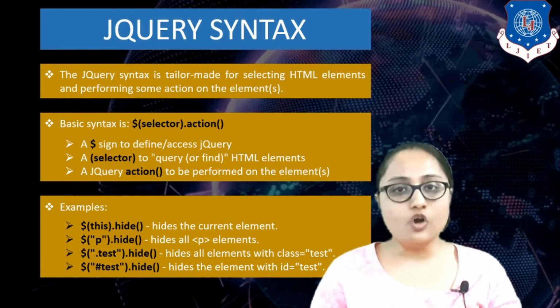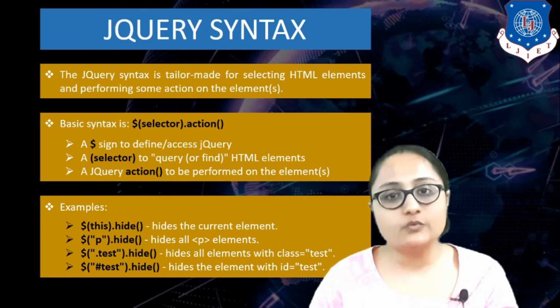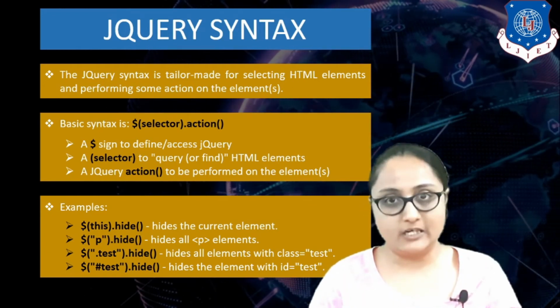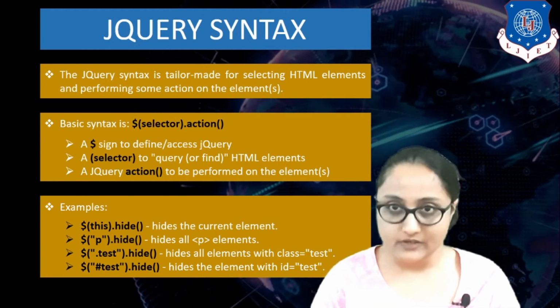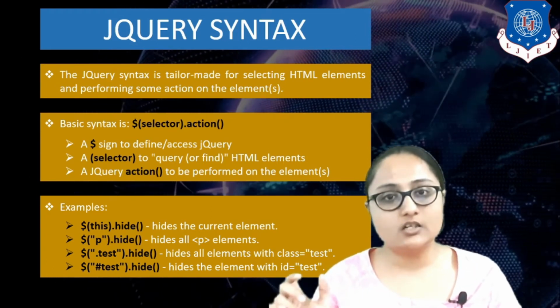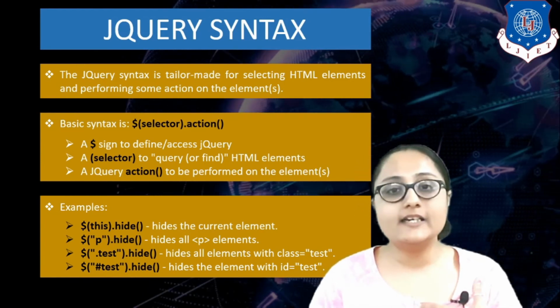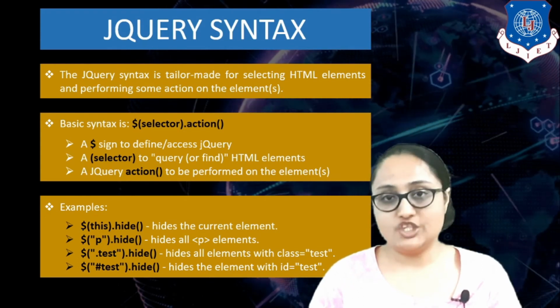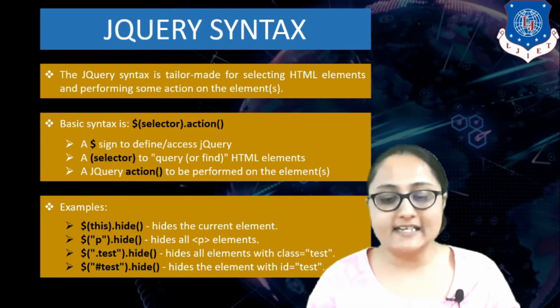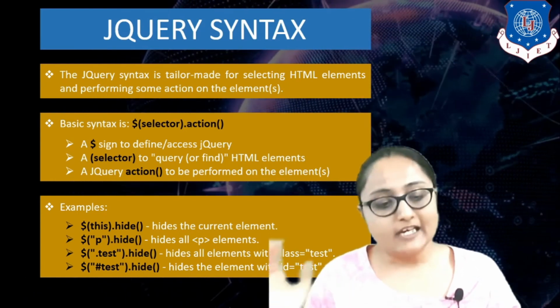The next is dollar, p, dot hide. If you write p in double quotation marks, it will select all the paragraph elements and hide them. The next is dollar, dot test, dot hide. Whatever you write after the dot indicates all the HTML elements with class test. It will select all the elements which have class test and hide them.